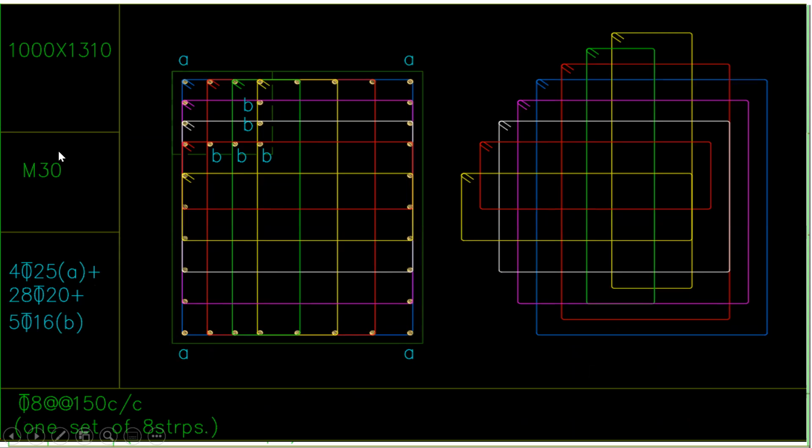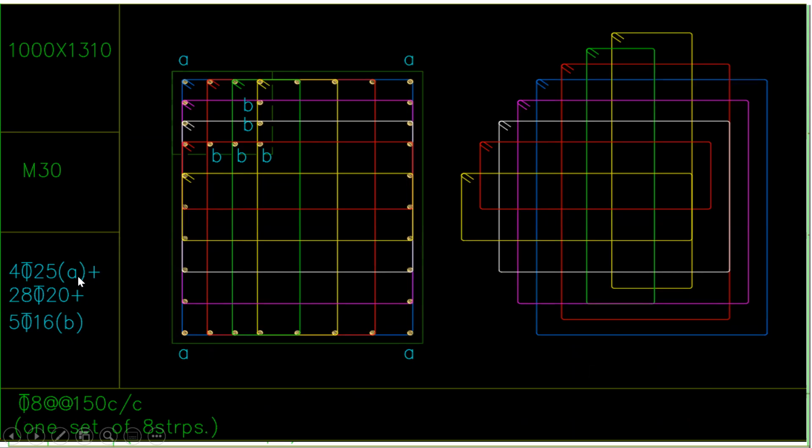Same thing. Again, the grade of concrete that you have to use is M30 here. In this case, this is a bit interesting. So what has happened here? You need to provide 25 diameter bar, 4 numbers. Along with that, you need to provide 20 diameter bar of 28 numbers. Along with that, you need to provide 16 diameter bar of 5 numbers.